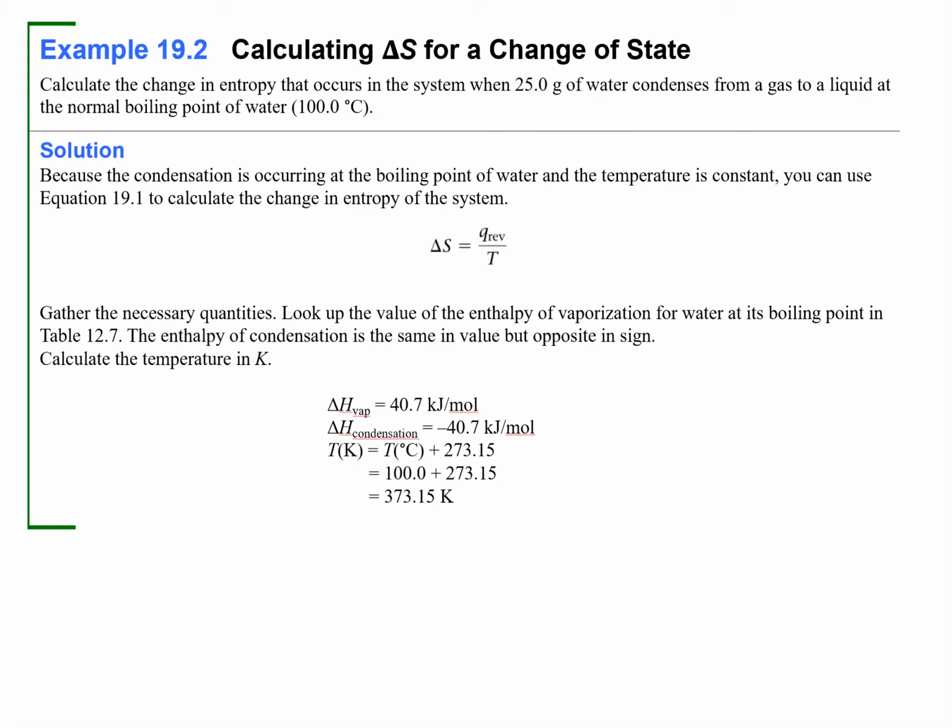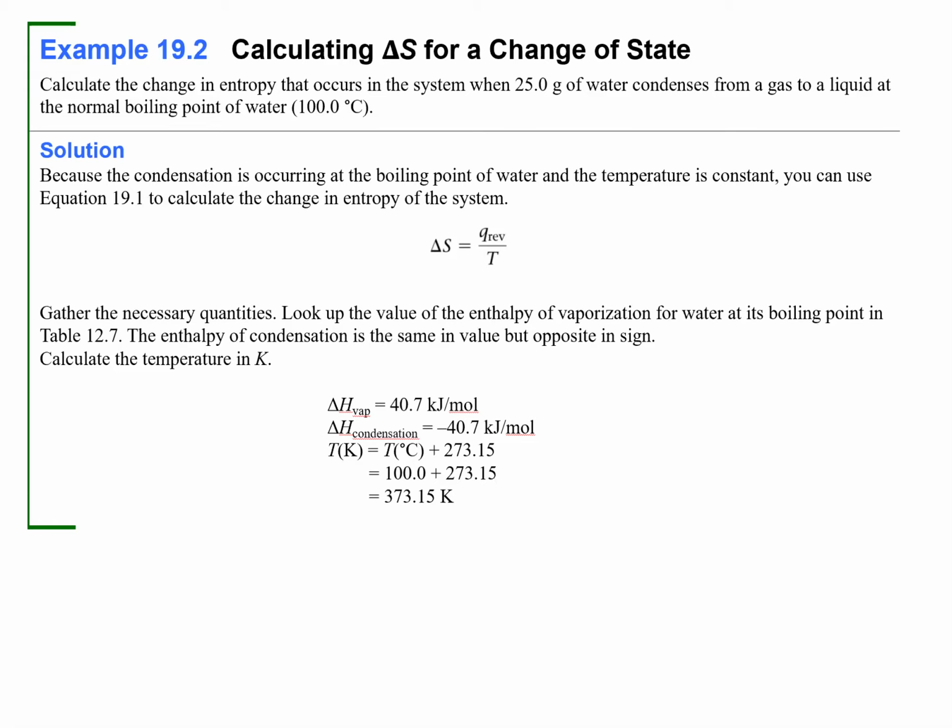It's fairly straightforward. Calculate the change in entropy that occurs in a system when 25.0 grams of water condenses from a gas to a liquid at the normal boiling point of water, 100 degrees Celsius. And to work through this, because condensation is occurring at the boiling point of water where the temperature is constant, you can use equation 19.1 from the text to calculate your change in entropy. Delta S is going to equal Q divided by T. So in this particular case, we need to look at all the necessary quantities, and of course you're not going to have to memorize these.